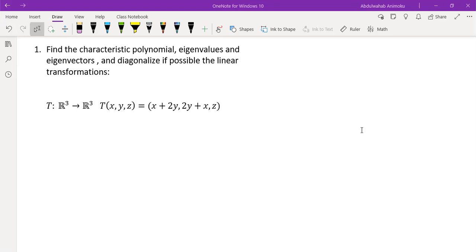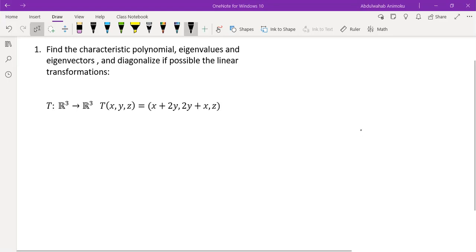So this problem is about diagonalizing a linear transformation. And the problem says we should find the characteristic polynomial, the eigenvalues and the eigenvectors, and then we should diagonalize, if possible, the linear transformation below. So how do we approach such a problem?